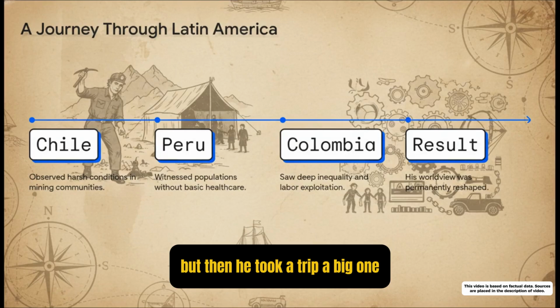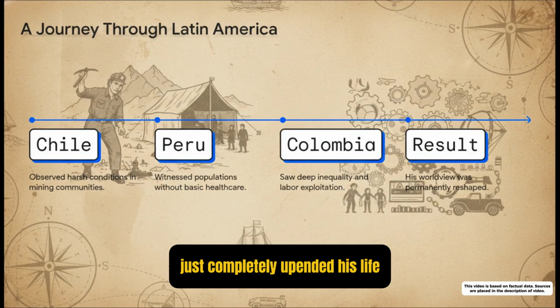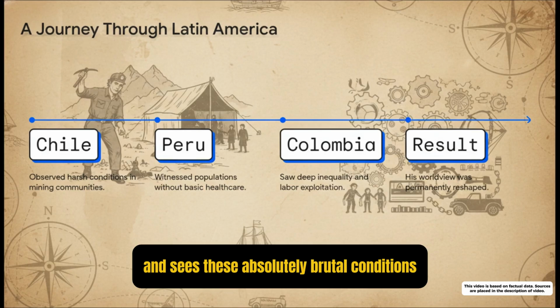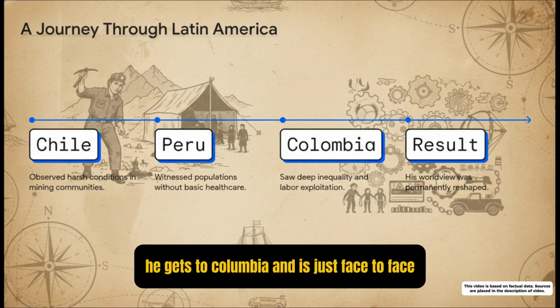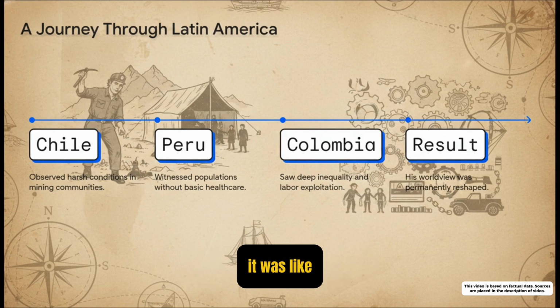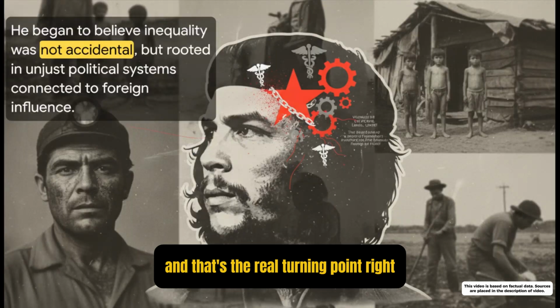But then he took a trip, a big one. And these motorcycle journeys across Latin America just completely upended his life. I mean, think about it. He goes to Chile and sees these absolutely brutal conditions in the mining towns. Then he's in Peru, seeing whole communities with zero access to basic health care. He gets to Colombia and is face-to-face with staggering inequality and exploitation. Every single place he went, it was like another piece of the puzzle falling into place, totally changing how he saw the world.